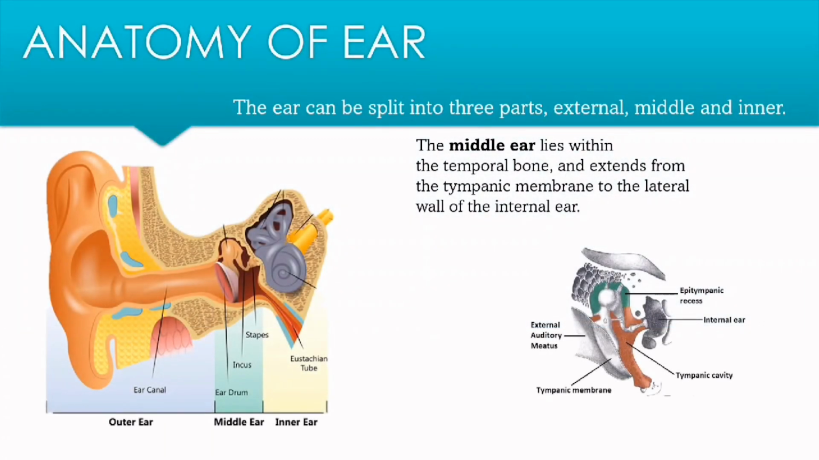This is the anatomy of the ear. The ear can be split into three parts: external, middle and inner. Middle ear lies within the temporal bone and extends from the tympanic membrane to the lateral wall of the internal ear.